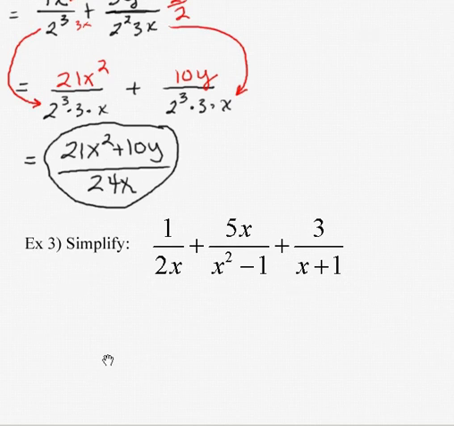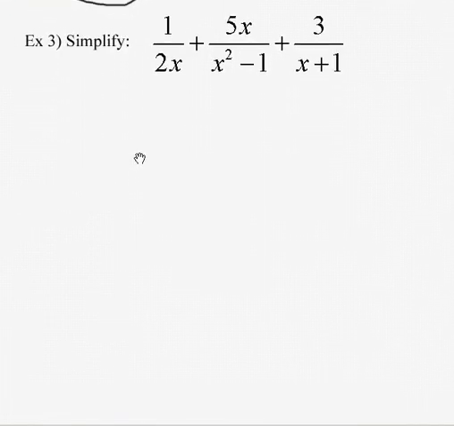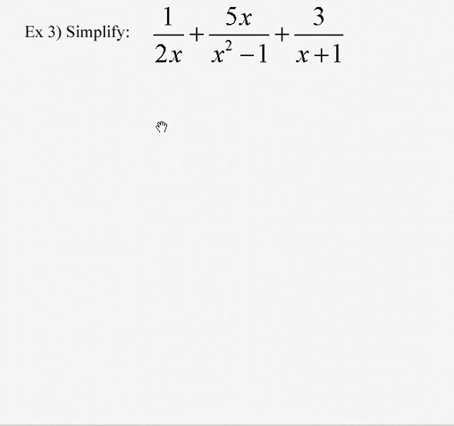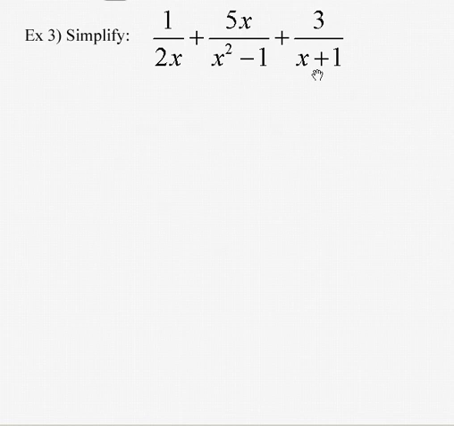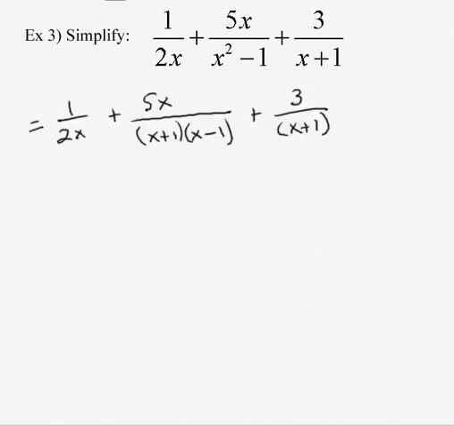All right, let's try adding 3 rational algebraic expressions together. That means we need to get an LCD between all 3 of these denominators, 2x, x squared minus 1, and x plus 1. So let's factor each denominator completely. 2x is in its prime factorization already, 2x. Difference of 2 perfect squares factors is x plus 1, x minus 1, and x plus 1 cannot be factored, so let's think of it as a factor.